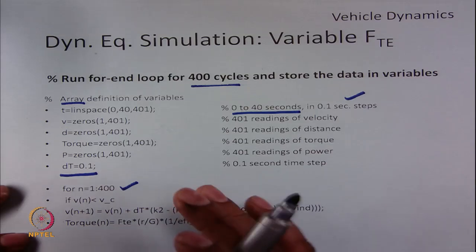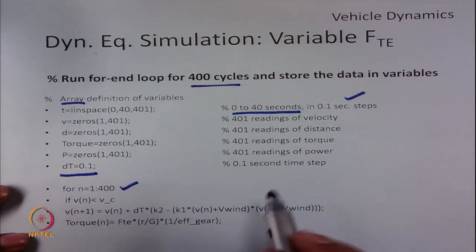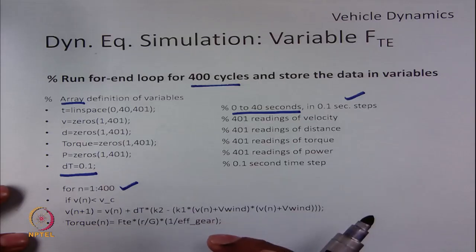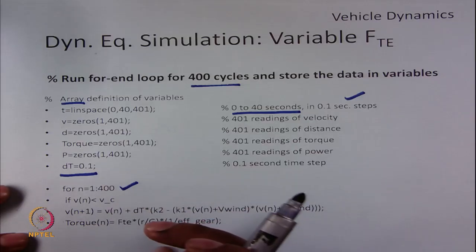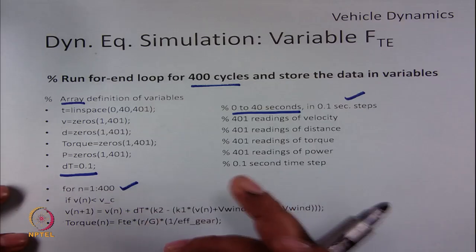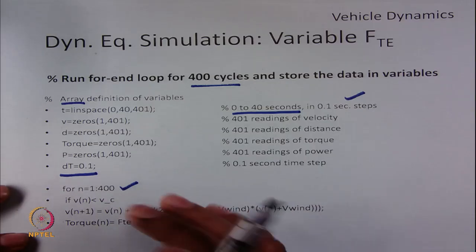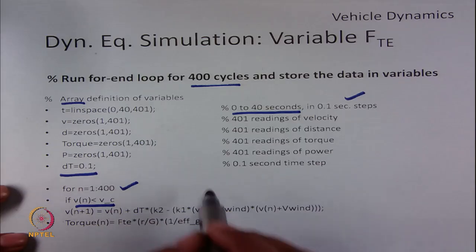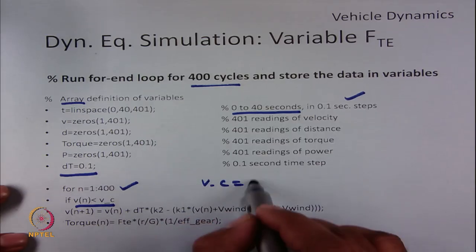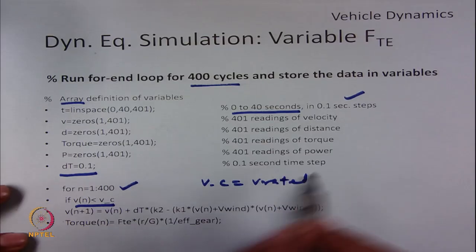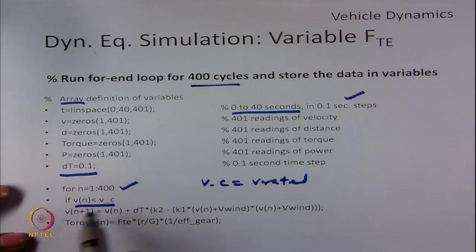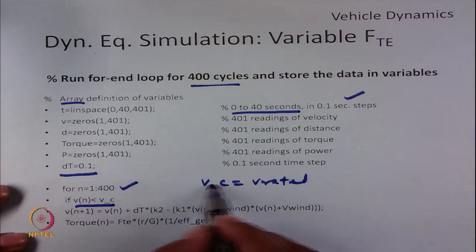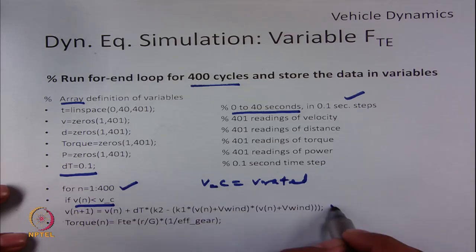So, we have 3 regions to simulate. So, we have to simulate constant torque region, the equation is different. In constant power region, the equation is different. So, we have different equations for constant torque, constant power and constant speed. So, when the vehicle velocity is less than Vc, so Vc is our V rated. So, when the velocity of the vehicle is less than V rated, we have to write the equation pertaining to constant torque region.